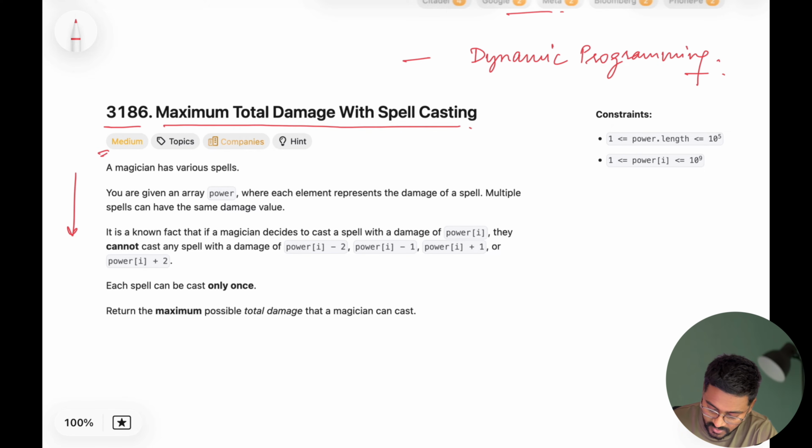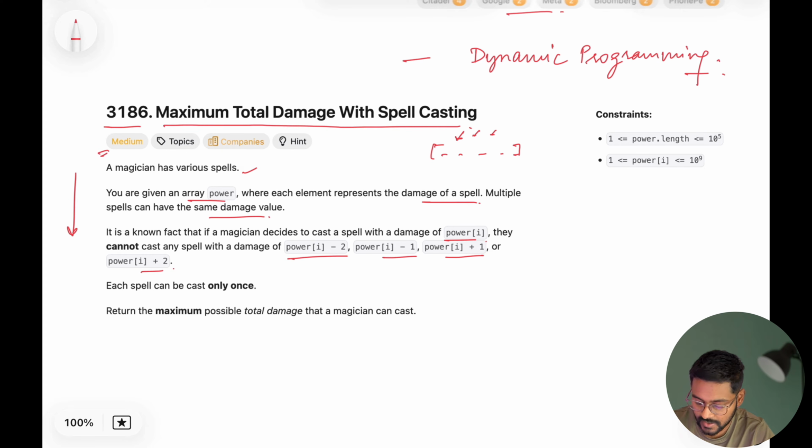A magician has various spells. You are given an array power where each element represents the damage of a spell. Multiple spells can have the same damage value. Okay, the elements in the array can be repetitive. It is a fact that if a magician decides to cast a spell with damage power I, they cannot cast the spell with the damage power I-2, I-1, I+1, I+2.